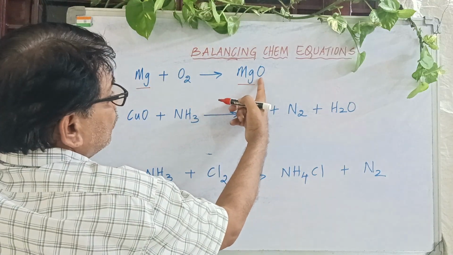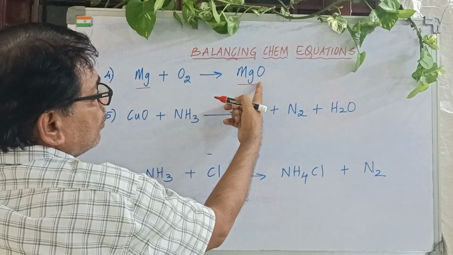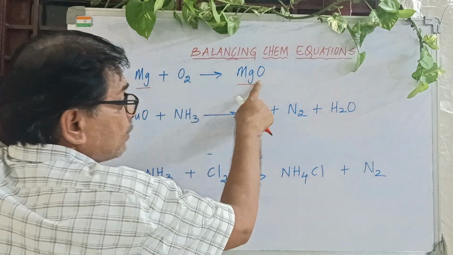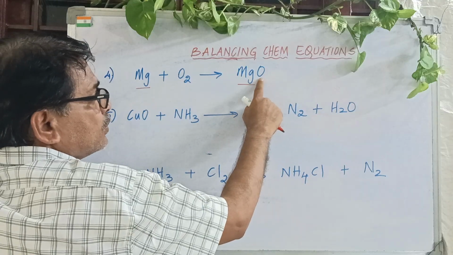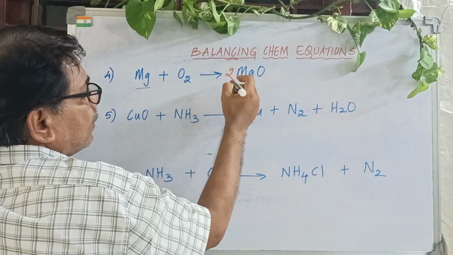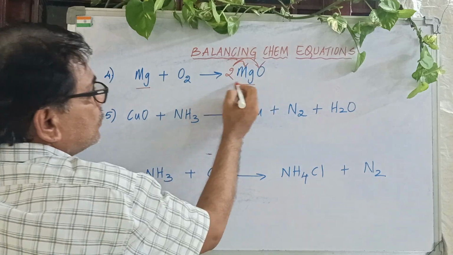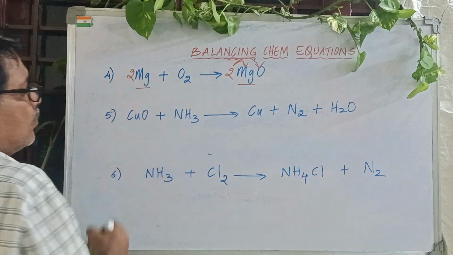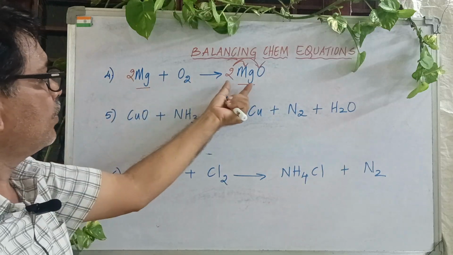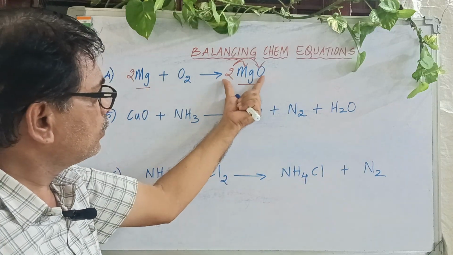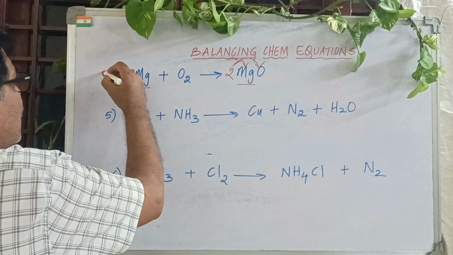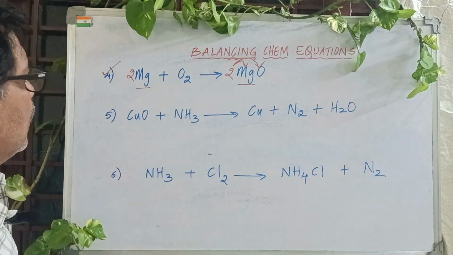But here it is 2 and this side only 1. So, just for the sake of oxygen, you put 2 here. And this 2 will be applicable for both. So, Mg turned out to be 2. So 2 Mg. O is 2, O is 2. This way O is 2. Therefore, it's balanced.